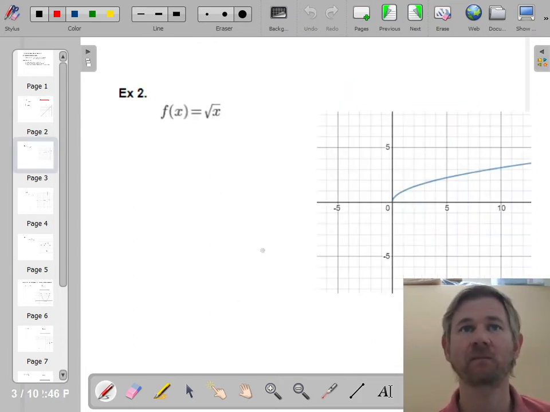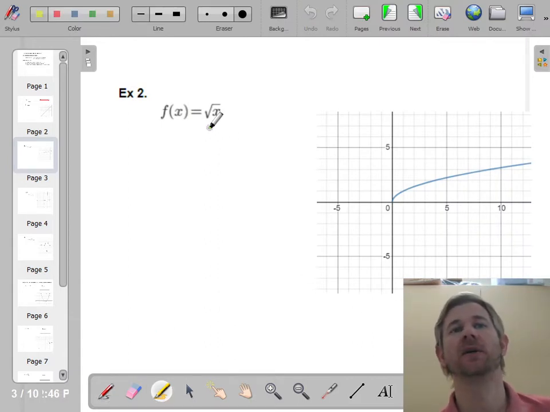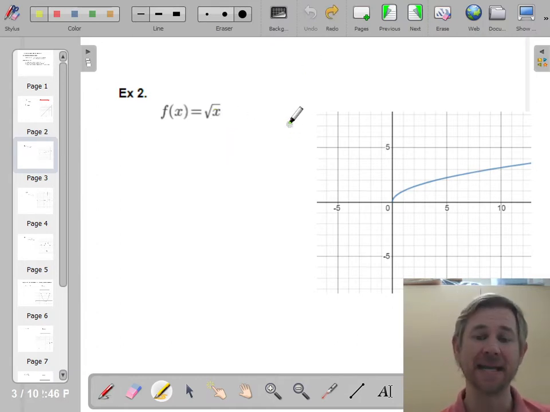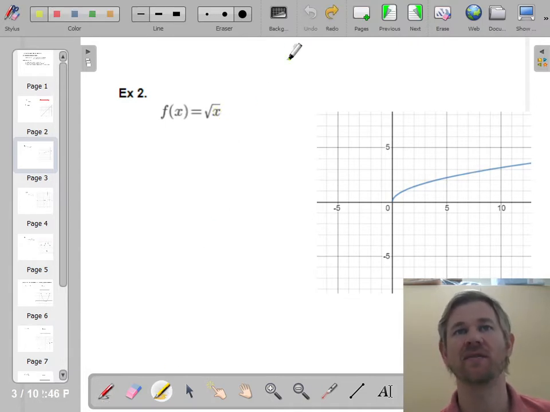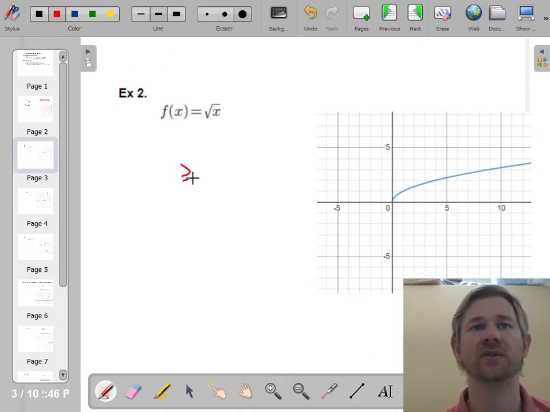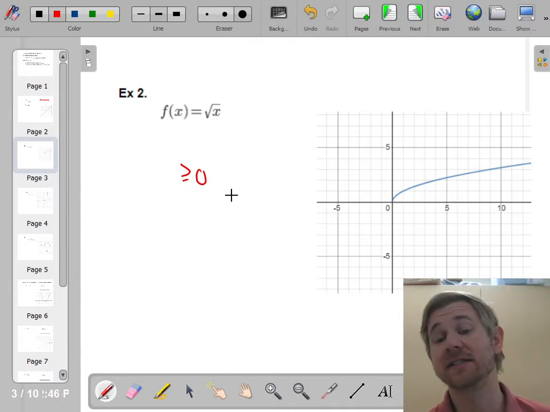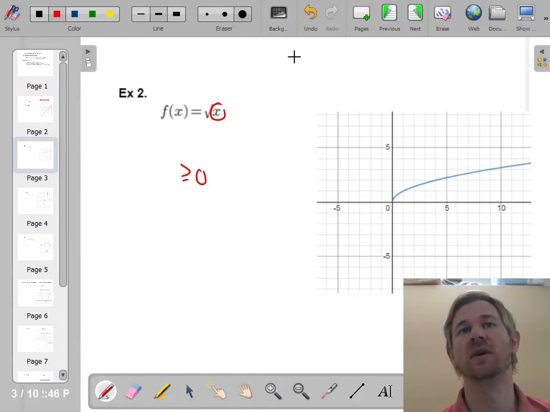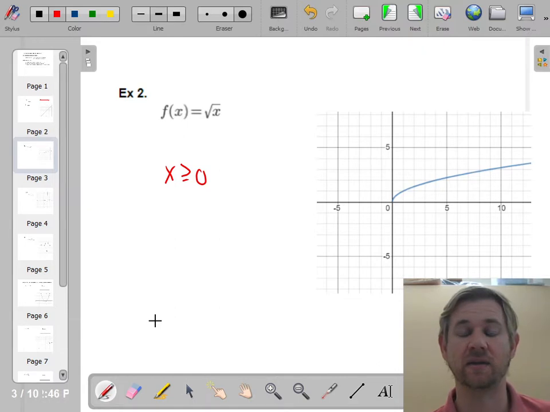Cool. The square root of x. All right, so now we have to think. You cannot take the square root of a negative number. So this radicand, that's the part underneath the square root, can't be negative. It can be 0 because you can take the square root of 0, but it can't be negative. So I'm going to take the radicand, whatever it is, and in this problem it's just x, and say it has to be greater than or equal to 0. It can't be negative. It has to be positive or 0. So the domain is x is greater than or equal to 0.